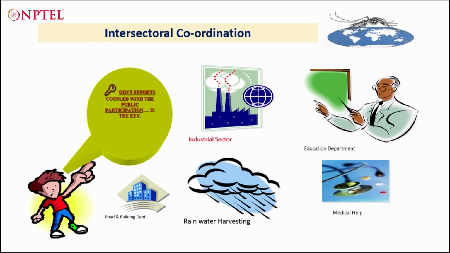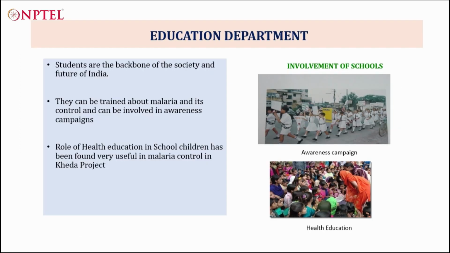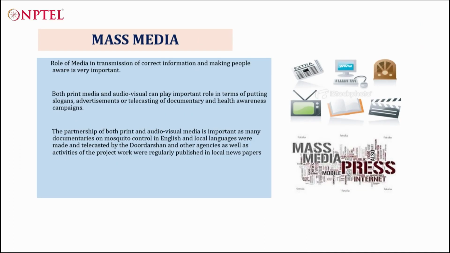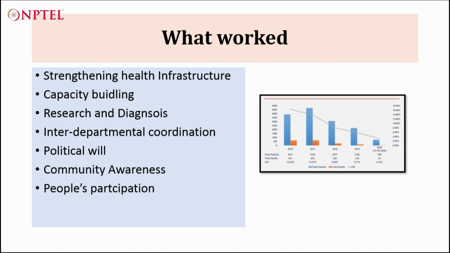There was intersectoral coordination with different departments: industrial department, rainwater harvesting, medical health, education department, and school rallies, involving students, the role of mass media and journalist involvement, and it all worked. And there was a strengthening of health infrastructure, capacity building, research and diagnostics, interdepartmental coordination, political will, community awareness and people's participation, and it helped in the reduction of more than 90% of JE in Gorakhpur.